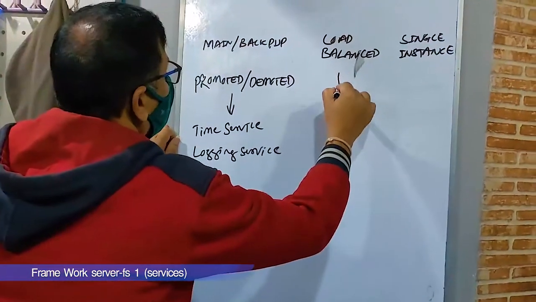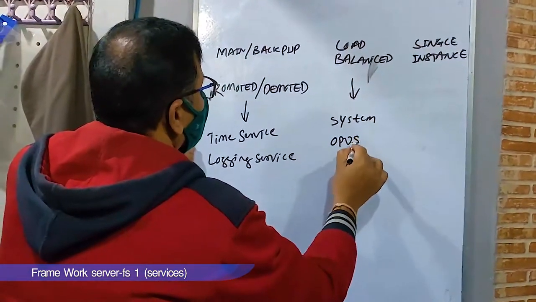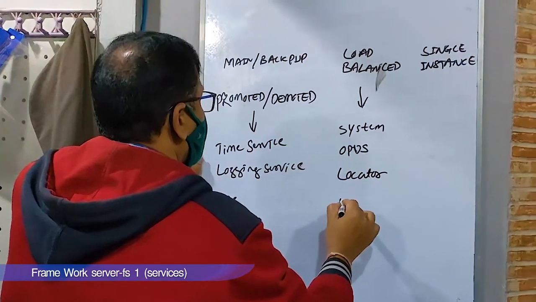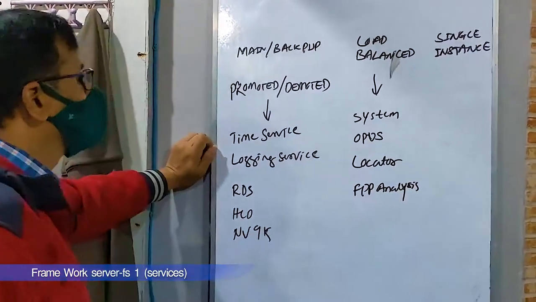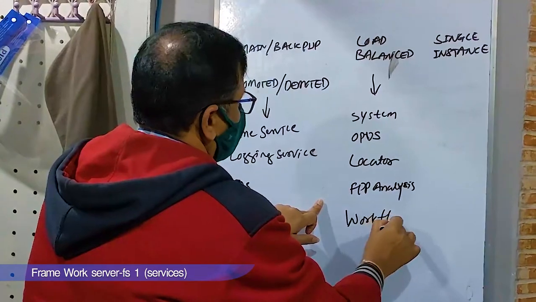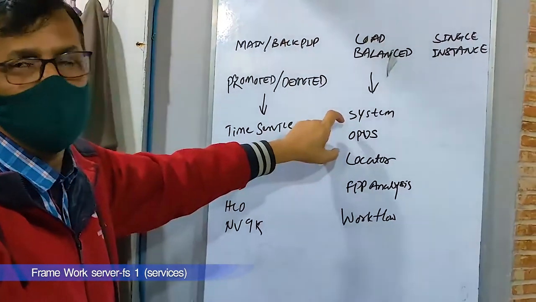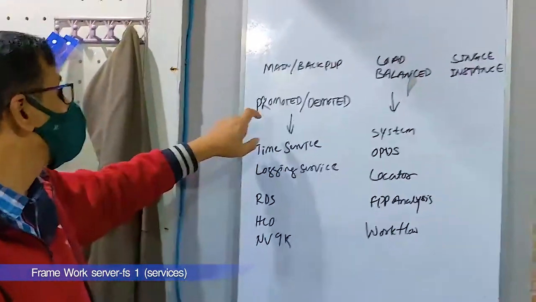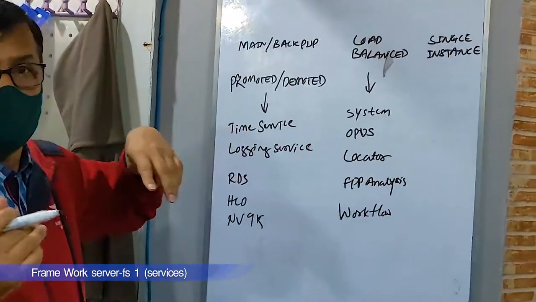Okay, then in case of load balanced, there is the system service, focus service, then locator service. These are some of the services which run in load balance mode. That means they can run on multiple servers, even more than two, whereas the main backup services can run only on two servers, either the main or the backup server.